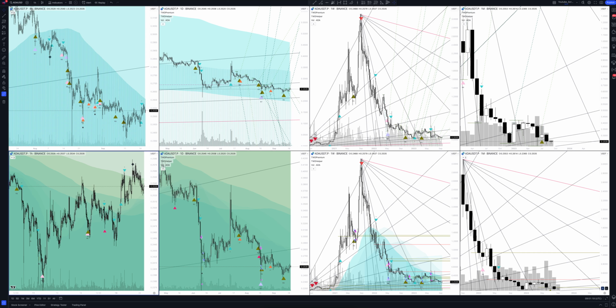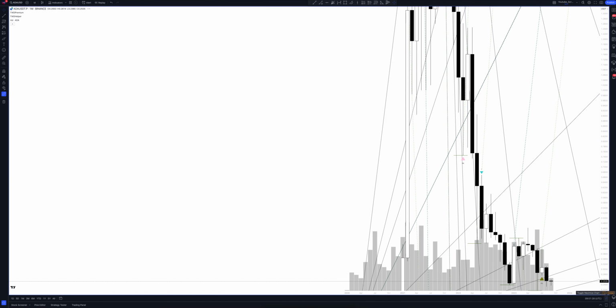Today we will take a look at Cardano cryptocurrency. Let's analyze the market situation and find out how you can make money on it. Let's start. We always start our analysis from the global market.